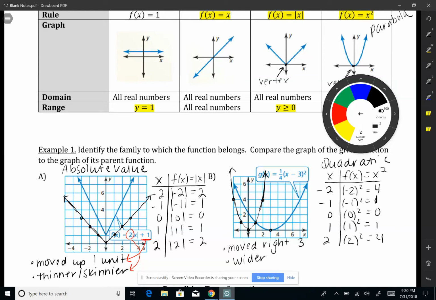Okay, we're back to start talking more about transformations. I just want to rewind back to example B here, trying to relate what we saw happen to the graph to its equation, just like we did in A. This moved right 3. I'm thinking that has something to do with this x minus 3 inside those parentheses, and the fact that it got wider, maybe that has something to do with this 1/4.